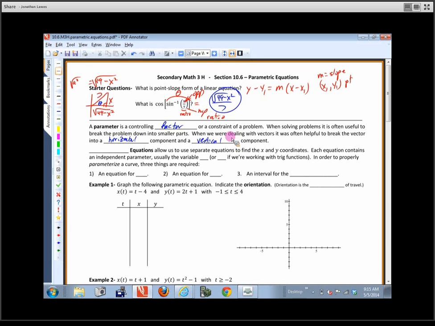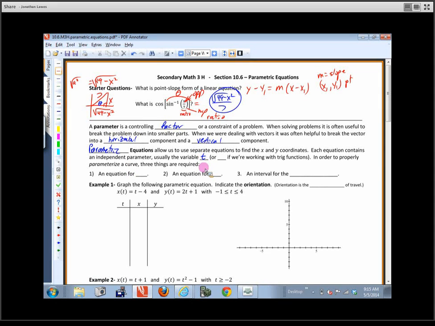Okay, so we're going to talk about something called parametric equations. And what parametric equations allow us to do is use separate, completely separate equations to figure out what the x and y coordinates are. Instead of saying y is a function of x, and you plug in an x and get out a y, we do it in terms of some other variable. We call that a parameter, okay? And it's an independent variable. And we usually use the variable t for the parameter.